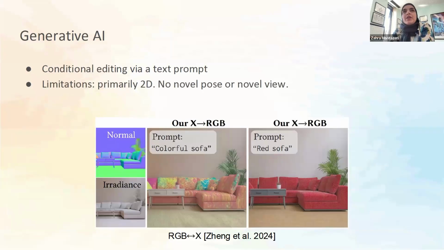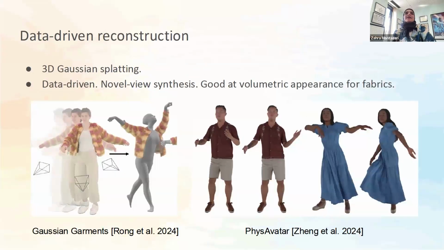So here is an example of a text prompt. For example, we have a colorful sofa, and then we get something completely different. The thing is, like any other diffusion-based model, if we use the same text a few times, you would get different things. That's the drawback. So now let's move on to data-driven reconstruction.